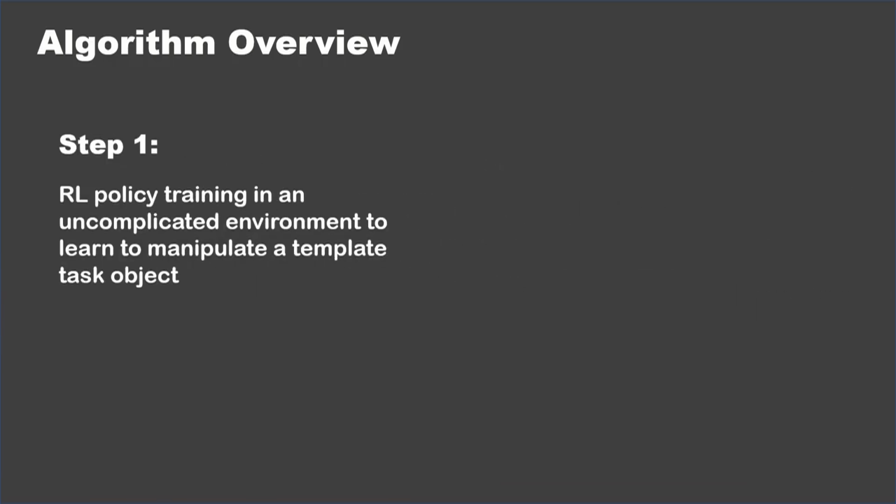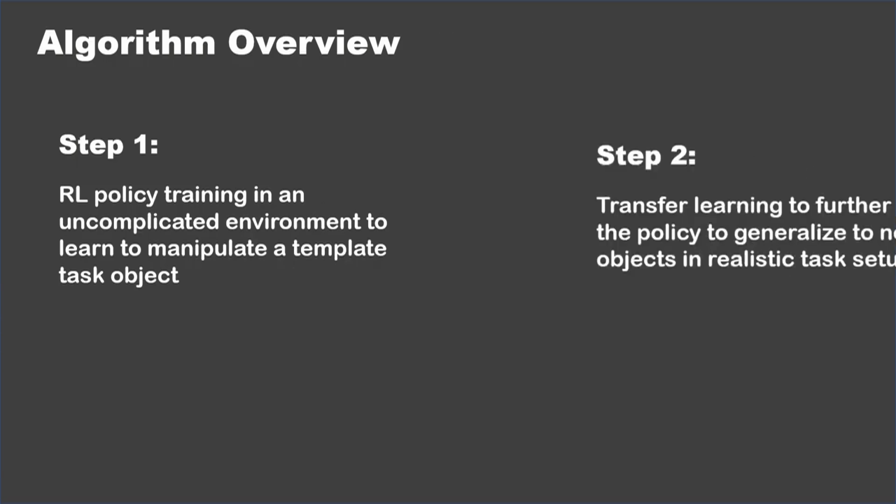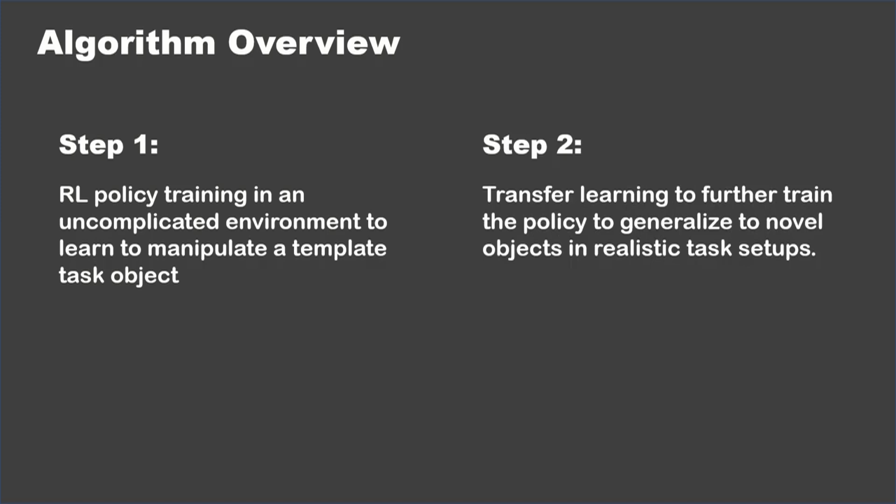There are two steps in our algorithm. In step 1, we train a policy in the simplest setup to learn to manipulate a template task object. In step 2, we exploit transfer learning to further train the policy to generalize to novel objects in realistic task setups. Let's go through the two steps one by one.